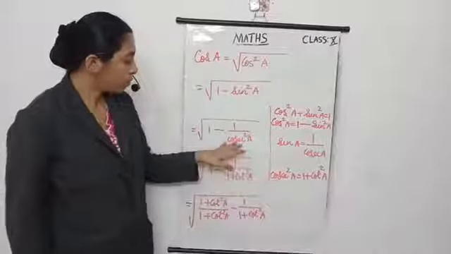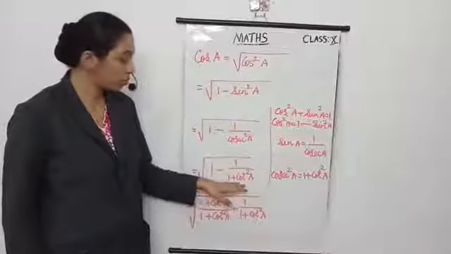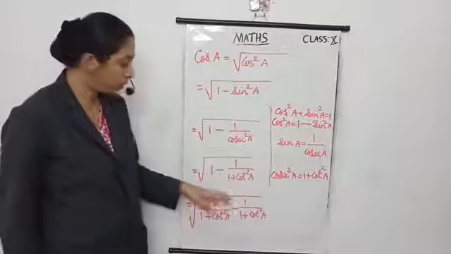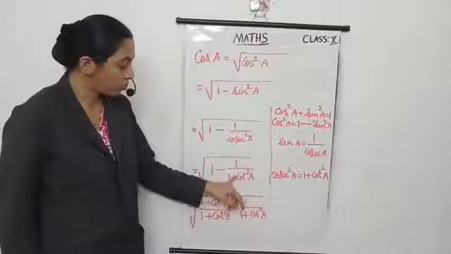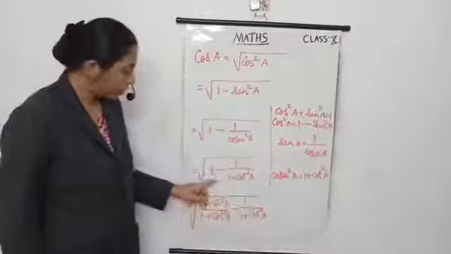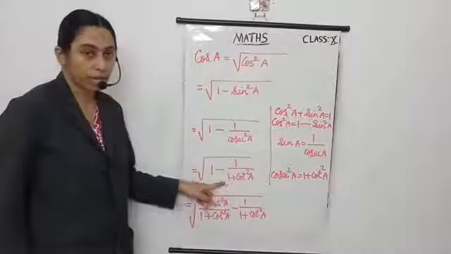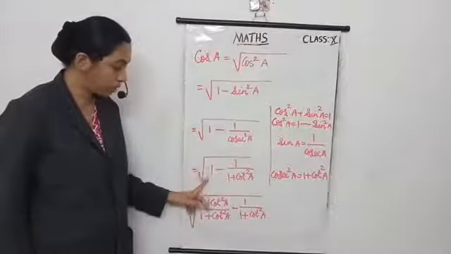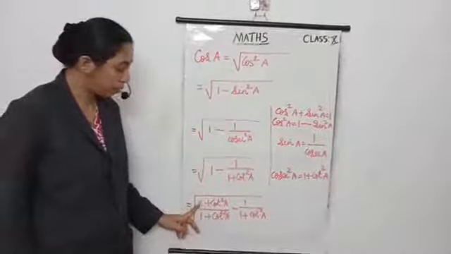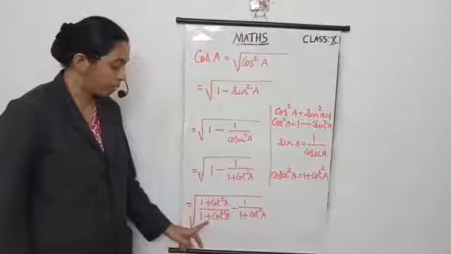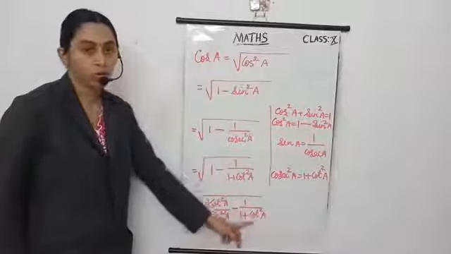Okay. So in place of cosec square A, substitute 1 plus cot square A, or cot square A plus 1. Anyway you can write, no problem. Now here 1 minus 1 by 1 plus cot square A. So we can make this portion's denominator also 1 plus cot square A. So multiply both numerator and denominator by 1 plus cot square A. So this becomes root of 1 plus cot square A by 1 plus cot square A minus the same 1 by 1 plus cot square A.